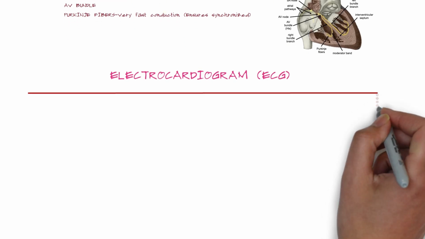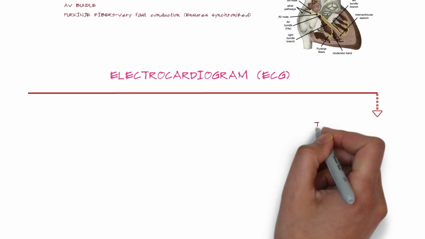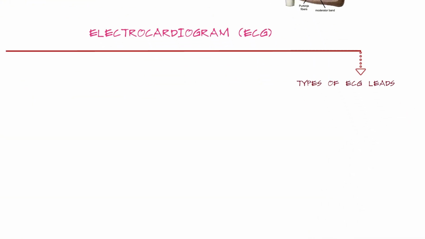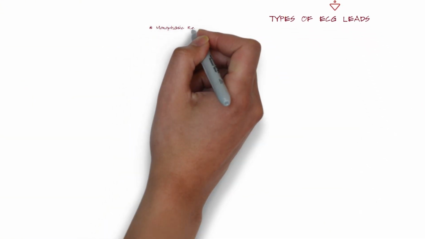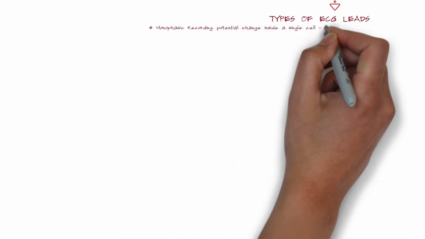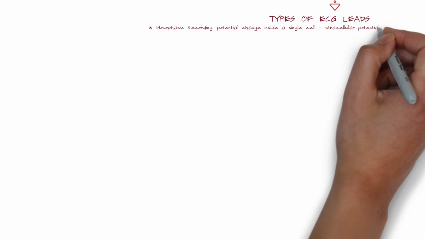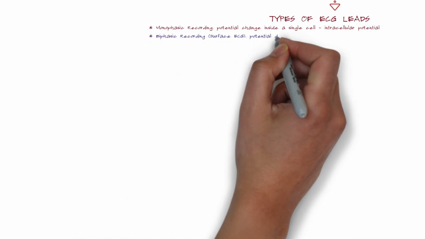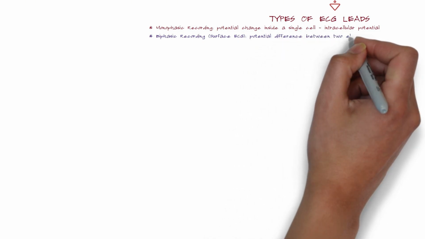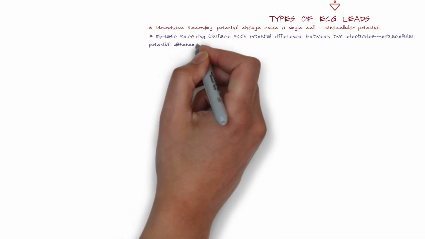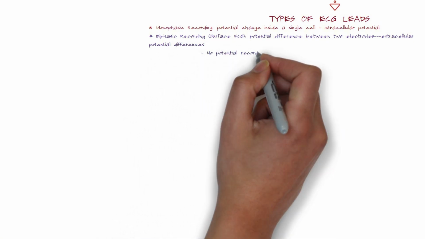First, to understand the difference between the monophasic and biphasic recording: the monophasic recording measures the potential change inside a single cell, so it is an intracellular recording. Biphasic recording, like the ECG, measures the potential difference between two electrodes applied on the cardiac muscle, so it is an extracellular potential measurement.